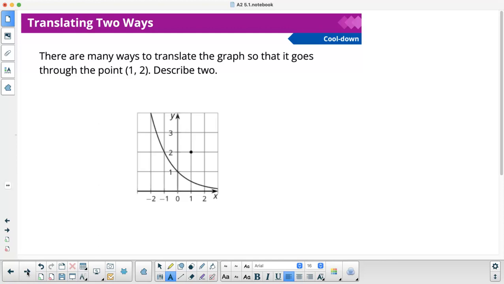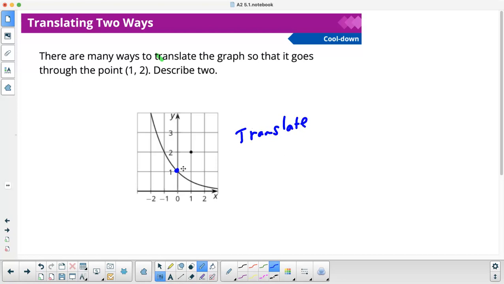There are many ways to translate the graph so it goes through the point 1, 2, describe 2. Okay, so let's see here. Find a point, and the key word here is it says translate. Okay, so I originally looked at it and I wanted to do a reflection. I wanted to just reflect this thing right across the y-axis, but it says translate. So I have to slide it. So basically pick any point, maybe start with this one.